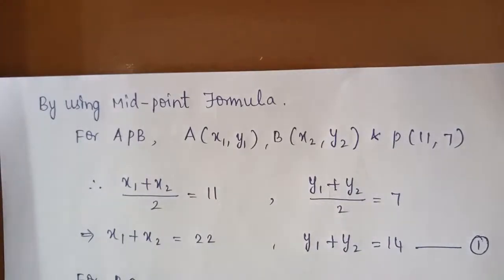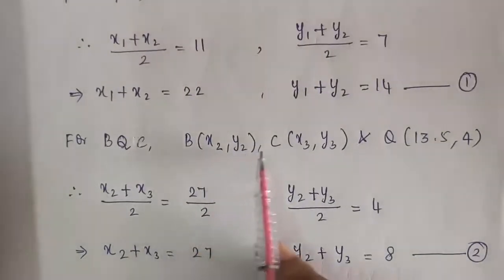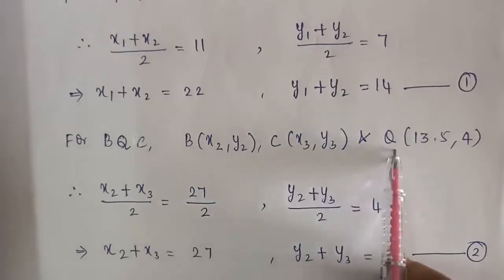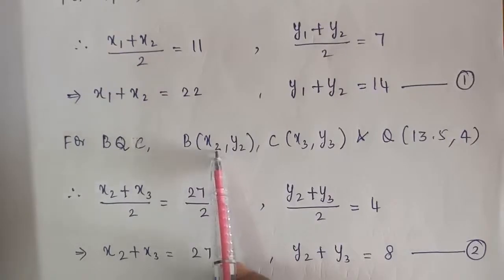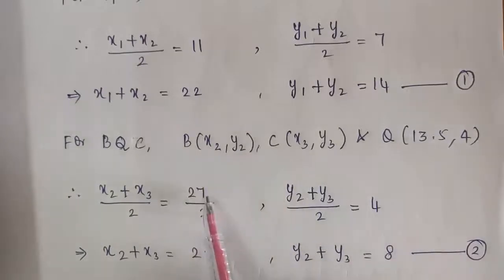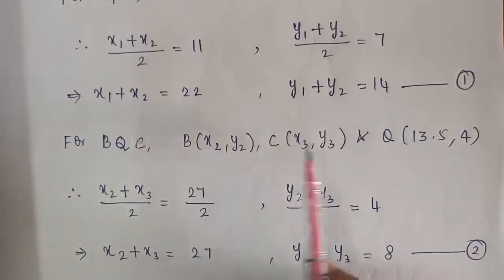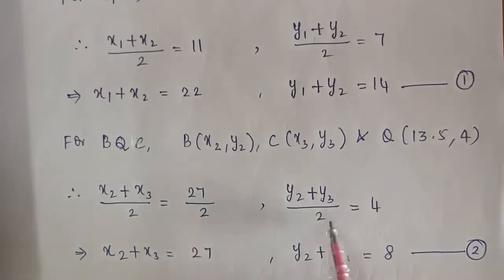Similarly, we are going to find for BQC. So B is (x2, y2), C is (x3, y3) and Q is (13.5, 4). By using the midpoint formula, (x2 plus x3) divided by 2 is equal to 13.5, which is nothing but 27 by 2. Similarly, (y2 plus y3) by 2 is equal to 4. Next step, 2 gets cancelled, so you get x2 plus x3 is equal to 27. Here you go for cross multiplication. So y2 plus y3 is equal to 4 twos are 8. This is your equation number 2.